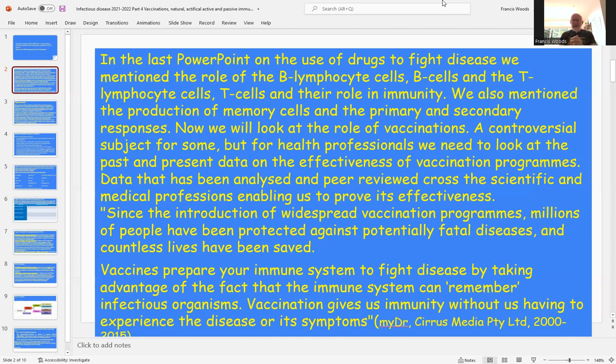Now, since the introduction of worldwide vaccination programs, millions of people have been protected against potentially fatal diseases. We've eradicated smallpox. There are only 3 places where you can find smallpox, and they're all in labs, and we study it and keep it there so that we can learn more and more from it. But in the world, there is no smallpox. You never hear of smallpox outbreaks.